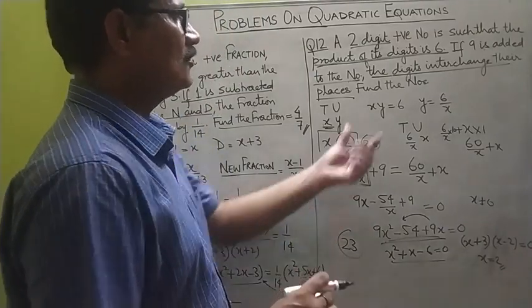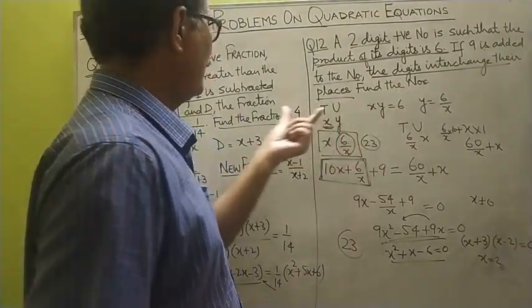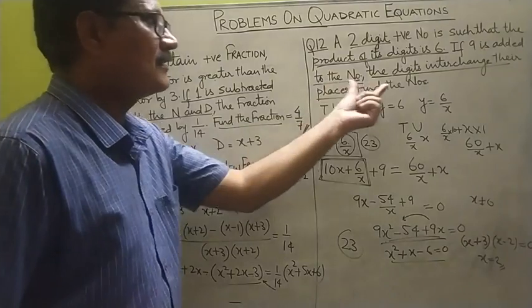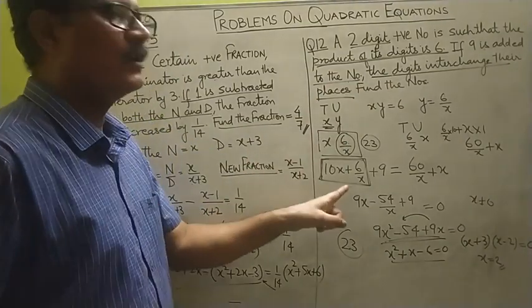So whenever they ask you to find the number or to find the fraction, it means they're talking about the original one, not the new one. Is that clear?